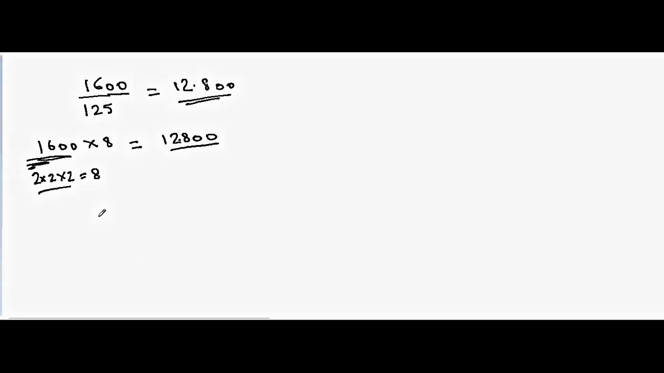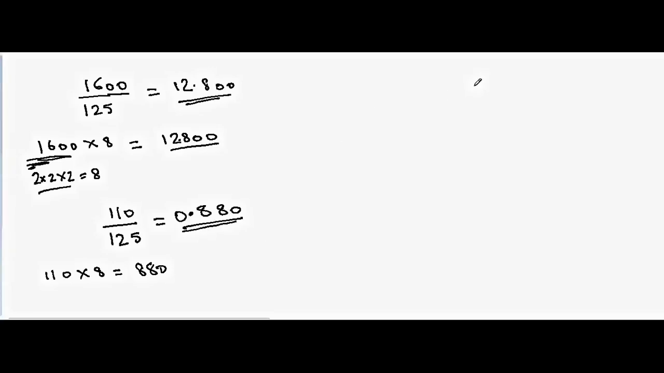Let me show you a simpler example. Suppose I have 11 and one more 0, 110, and want to divide by 125. So the answer will be, multiply this by 8. So 110 into 8 is equal to 880. So the answer will be 880, and then I put a decimal here after three digits, so that will be equal to 0.88.